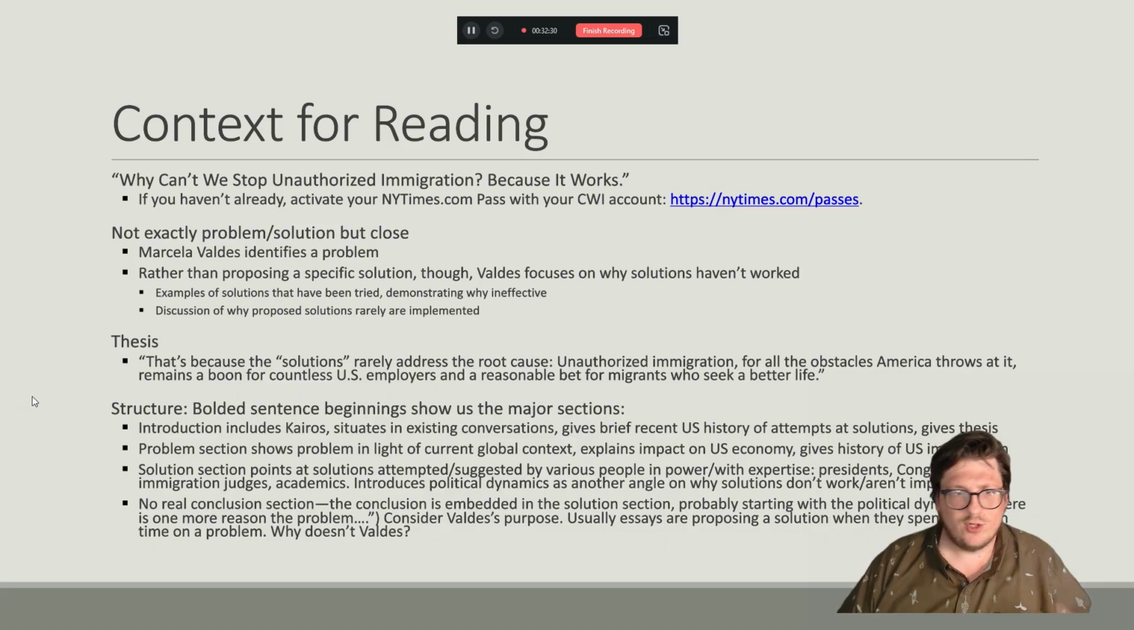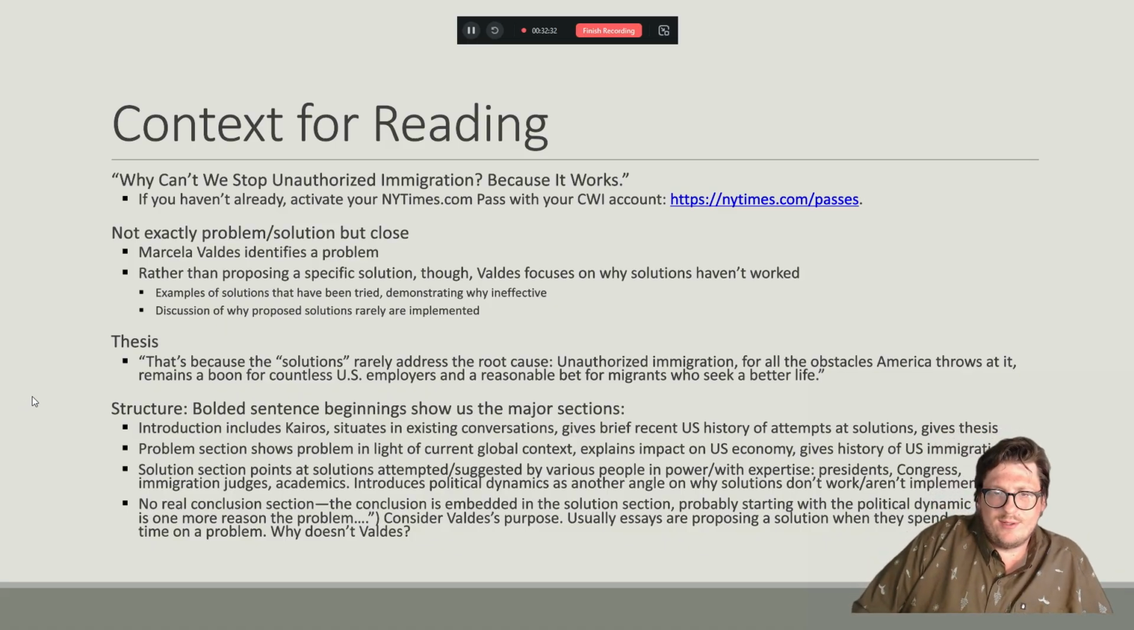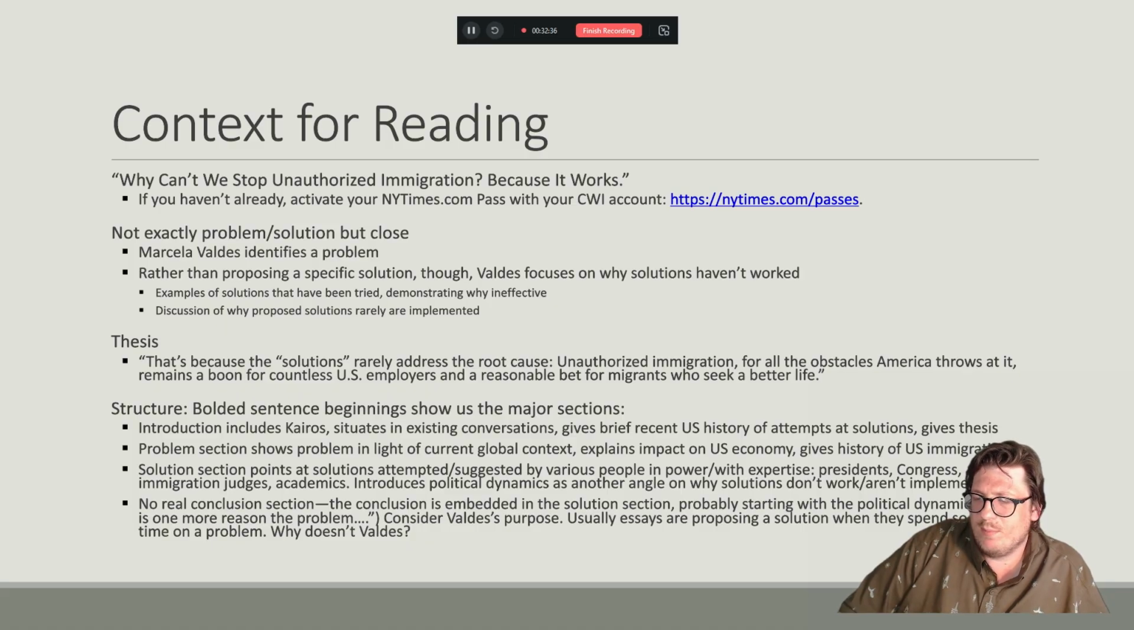When you read it, you'll notice that there are bolded sentences that work as kind of like section headers. The introduction includes kairos. It situates in existing conversations, gives a brief history of the U.S. attempts at solutions for immigration, and it gives a thesis. The problem section shows the problem in light of global current context, explains its impact on the U.S. economy, and gives a history of U.S.